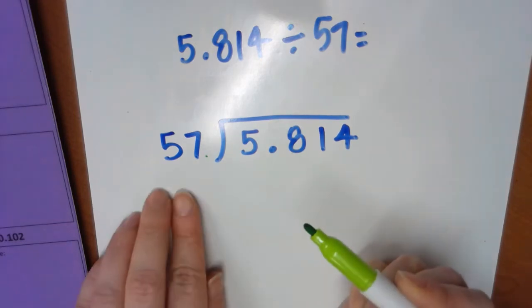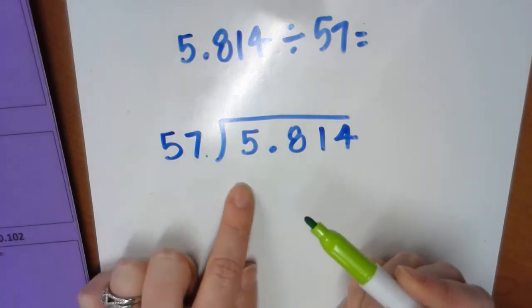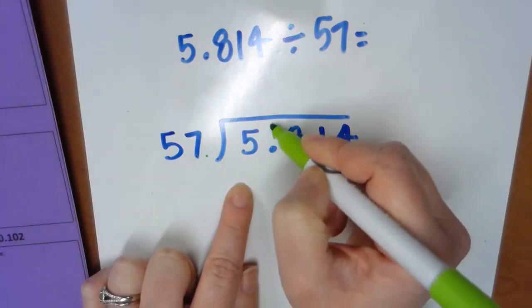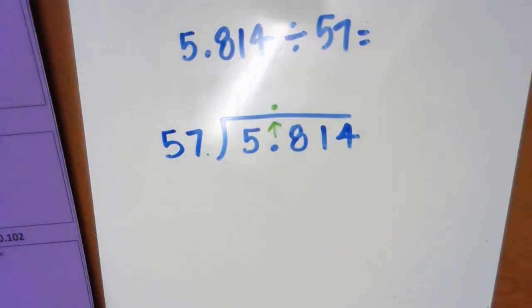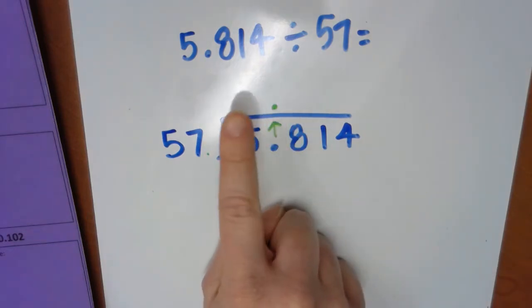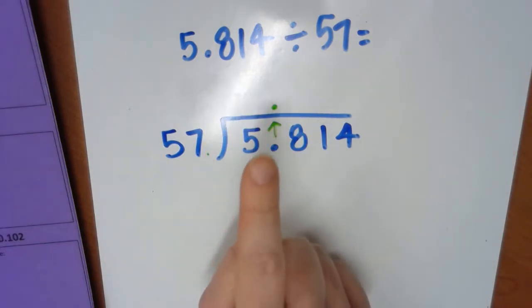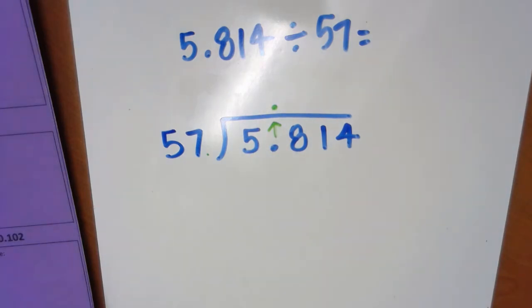So instead, if this is a whole number, then in your dividend, you just rocket that decimal straight up into your quotient. Again, I may not even know the numbers that will be in my quotient, but I already know where that decimal place value is going to sit.